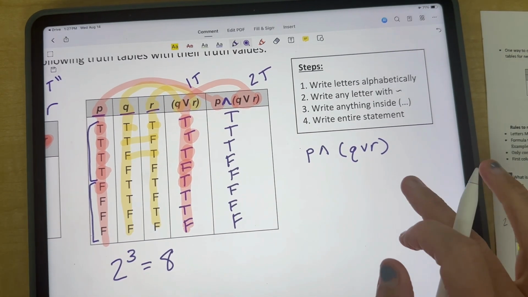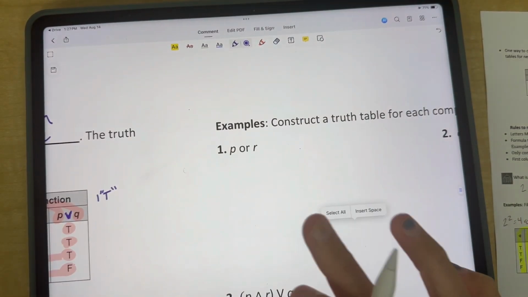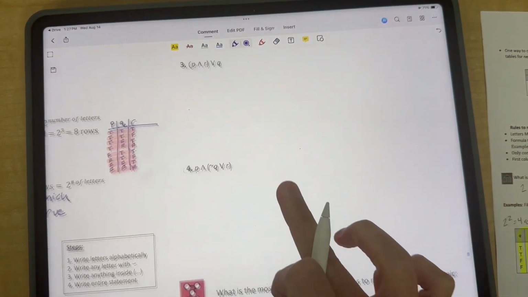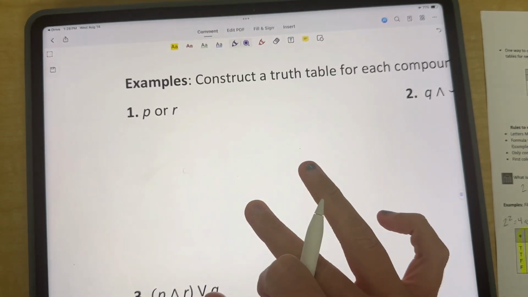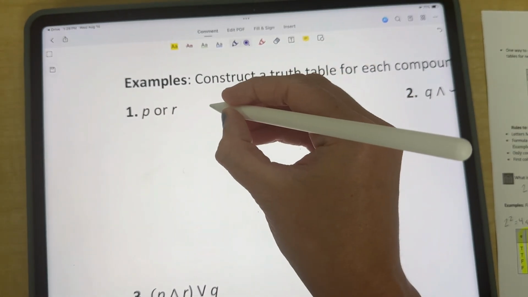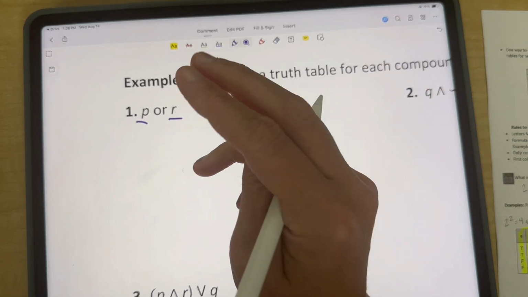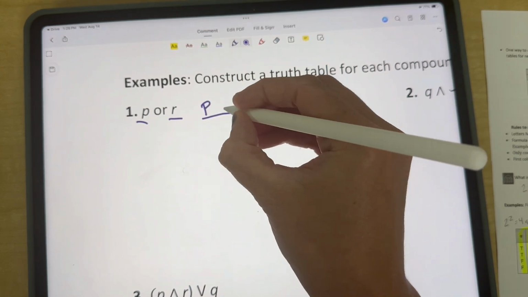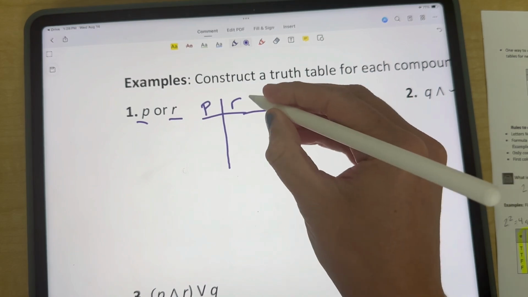All right, so we're going to work on a few together, okay? You're going to have to write small because this one needs more room than I thought. So in the last one, we're going to take up literally all the space over here. So write small. So we're doing a P or R statement, okay? How many letters do we have? We have 2 letters in our final statement. Okay, what are the 2 letters? We have P, we have R.